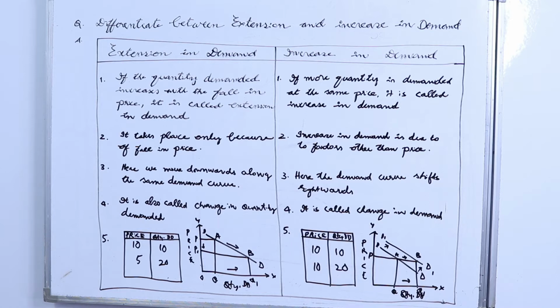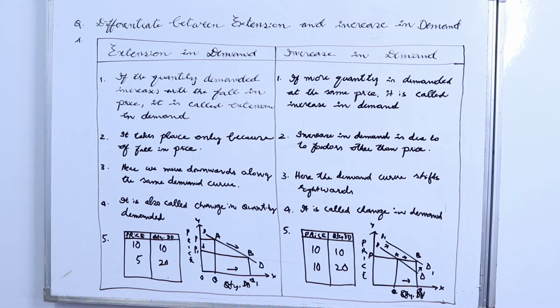The first point you have, if the quantity demanded increases with the fall in price, it is called extension in demand. I repeat, if the quantity demanded increases with the fall in price, it's called extension in demand. If you look at the table below, at the fifth point, the price of the commodity is 10, maybe 10 units are demanded, the price has come down from 10 to 5, the demand has gone up from 10 to 20. This is purely because of changes in price, not any other factors affecting demand.